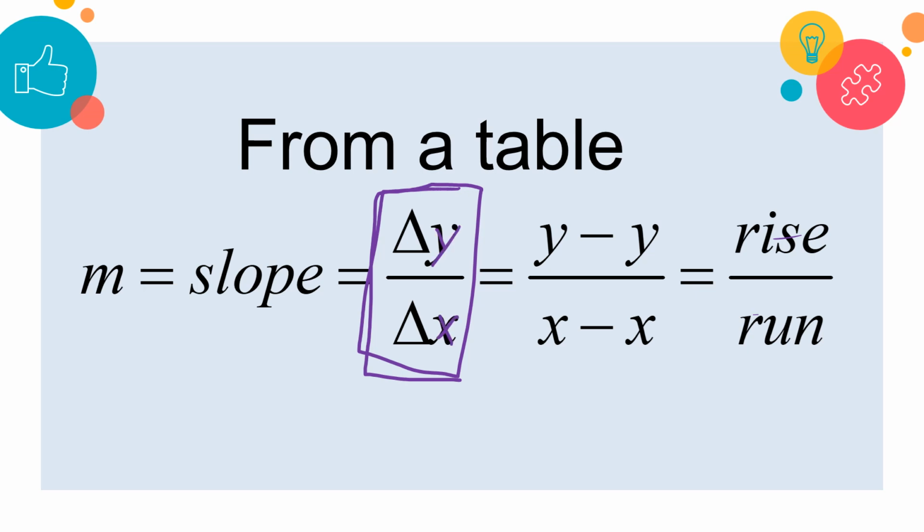That makes sense. Let's talk about this symbol here. This triangle symbol is called delta. Now delta means change. So I'm talking about what's the change in the y values over the change in the x values. So calculating y's won't be a problem, but what you need to remember is which value is in the numerator and which value is in the denominator.